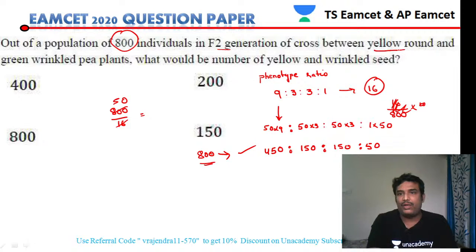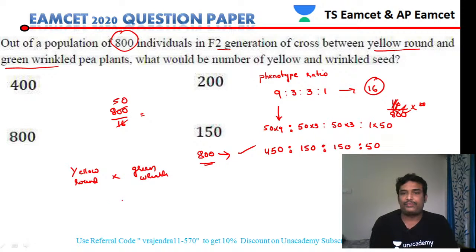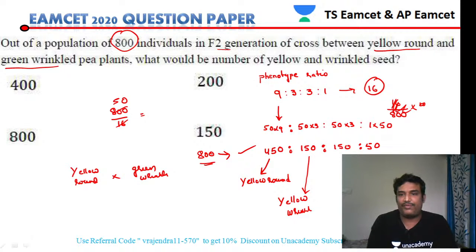Now let us see what the parents are. The parents are yellow round into green wrinkle. So if you see clearly, 450 members are yellow round, so those will be yellow round actually, if you remember. Then 150 will be yellow wrinkled, then another 150 green round, 50 will be green wrinkle. See how I have done it, we have to remember the dihybrid cross which we have done previously.